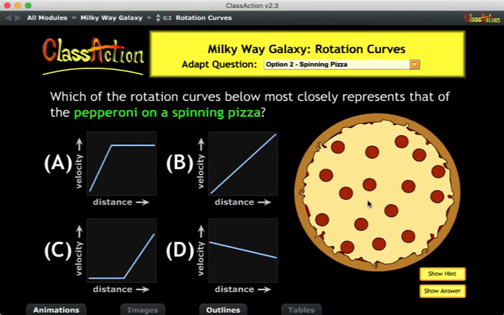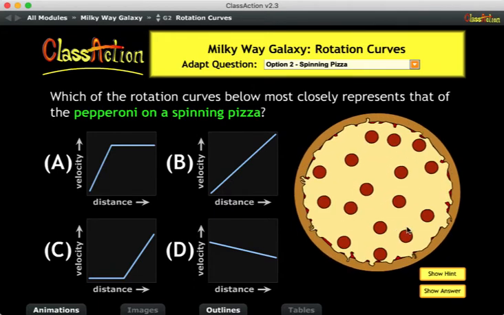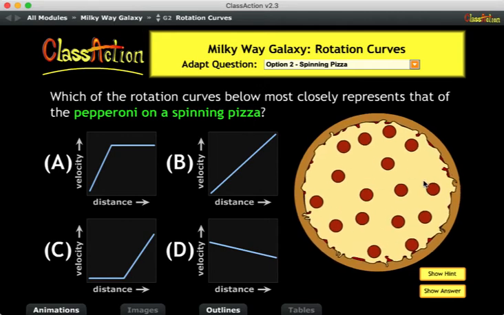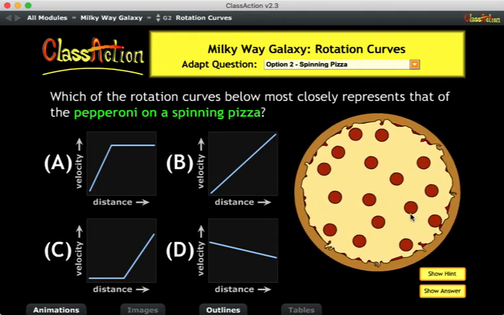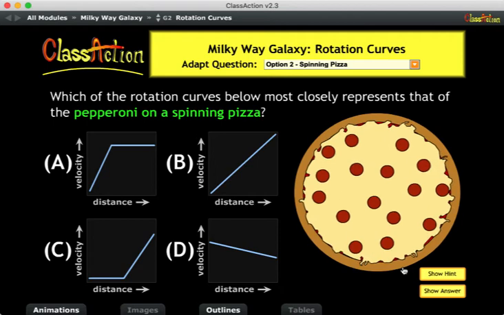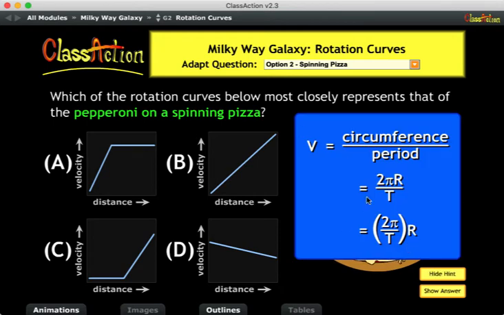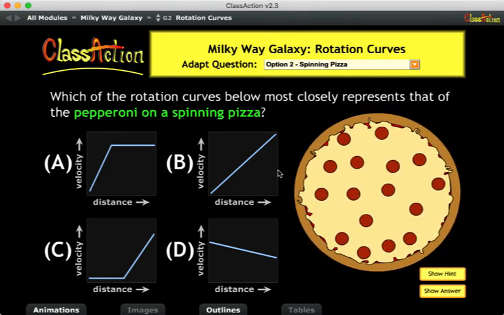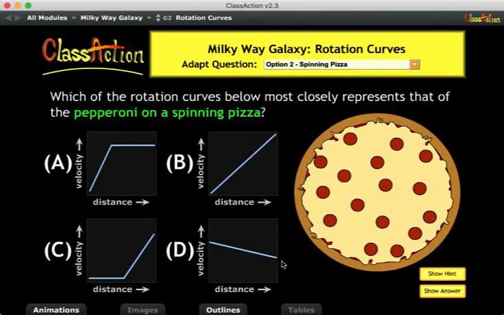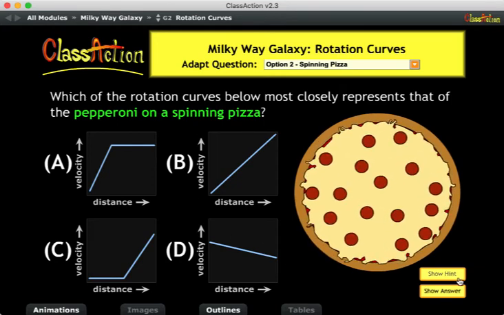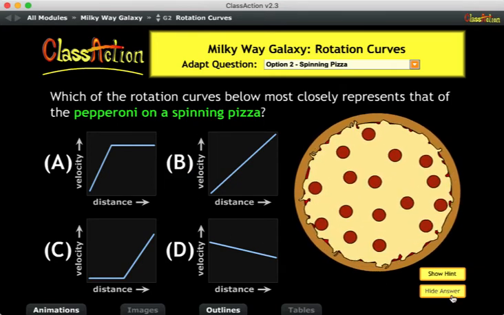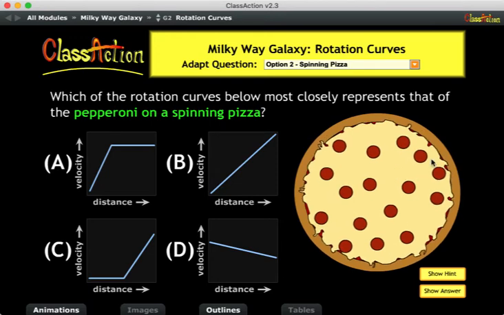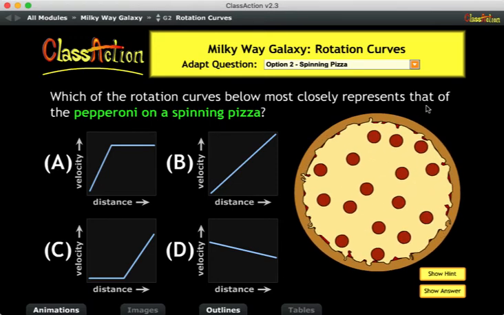Since these pepperonis on the outside are moving further in their orbit in the same amount of time, they must be moving faster. And they're moving faster in a linear fashion. This is a linear relationship. V equals some constant times R. And which one of these is a linear increasing relationship? That has to be B. This is the only thing it can be for a spinning solid body object like this.